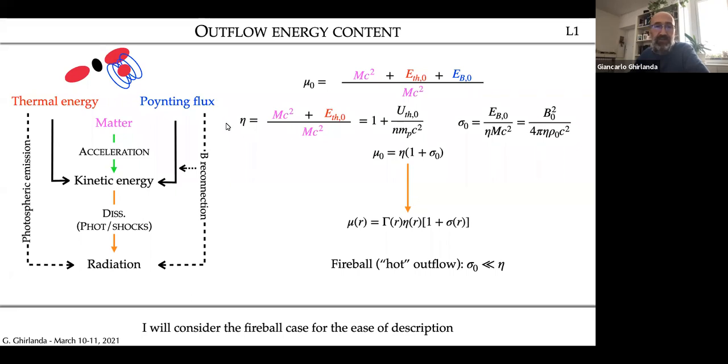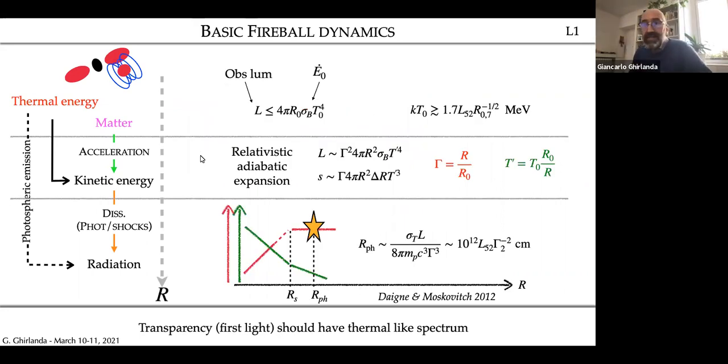Now, depending on the relative amount of Poynting flux and thermal energy, you can have different configurations of the outflow. At the extremes, you have a purely magnetic-field-dominated outflow or a purely hot, fireball case. In the following, I will concentrate on the purely hot fireball outflow, where I will ignore the effects induced by the magnetic field in the outflow itself. Okay. So as I said, in order to understand the emission, we first have to understand the dynamics of these sources.